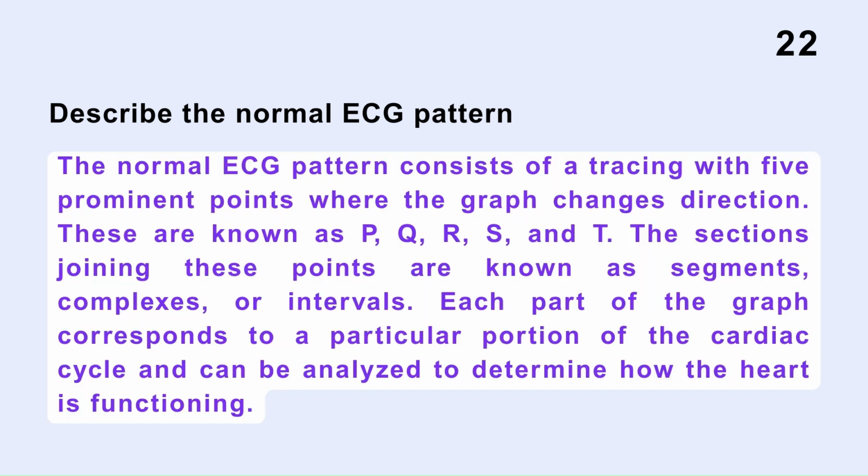Describe the normal ECG pattern. The normal ECG pattern consists of a tracing with 5 prominent points where the graph changes direction. These are known as P, Q, R, S, and T. The sections joining these points are known as segments, complexes, or intervals. Each part of the graph corresponds to a particular portion of the cardiac cycle and can be analyzed to determine how the heart is functioning.